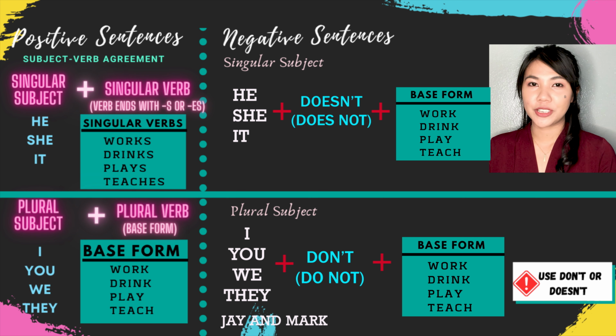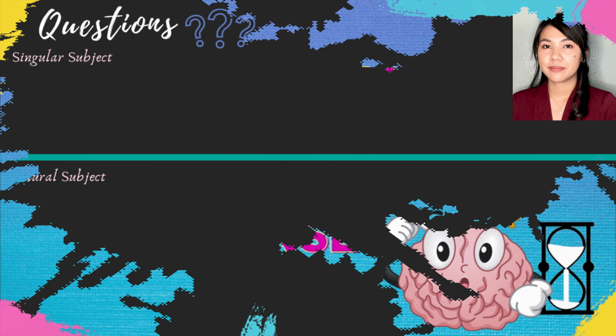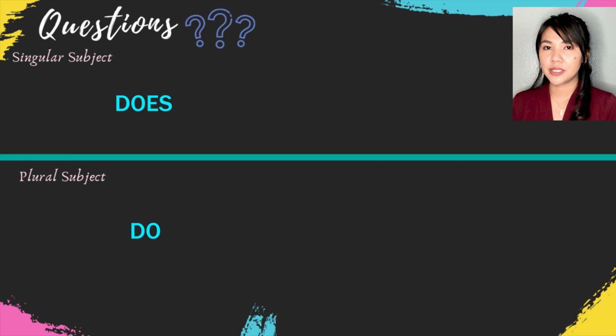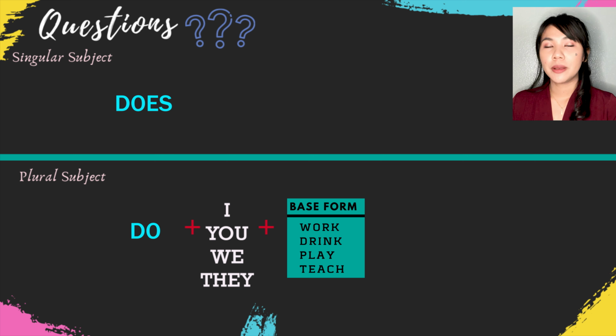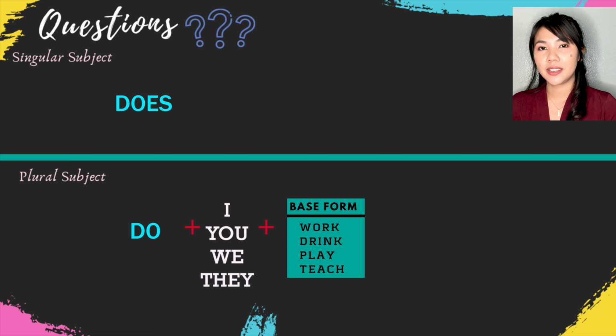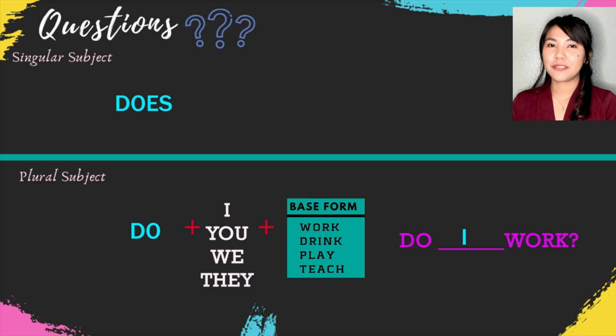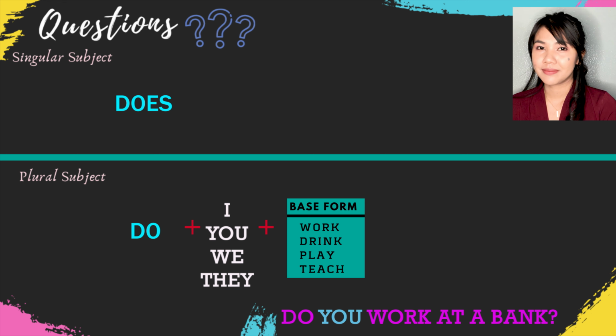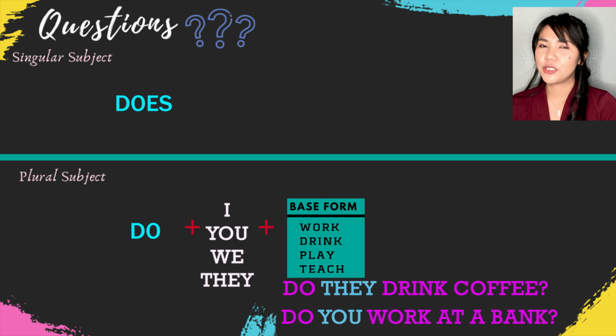Now let's move on to the questions. So what happens in the question? In the question, we will also use the helping words do and does, and we will change the order. So for plural subjects, we will use this pattern. Do plus the plural subjects or pronouns I, you, we, they, plus the base form of the verb. Repeat after me. Do I work? Do you work? Do they work? Do we work? Another example. Do you work at a bank? Or do they drink coffee?